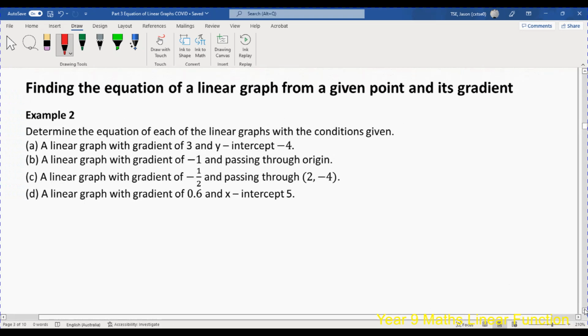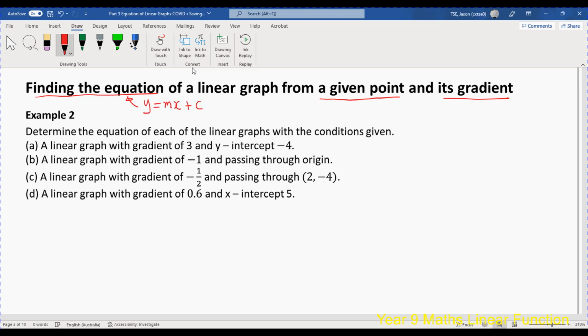Then we are going to learn something new, which is about finding the equation of a linear graph from a given point and its gradient. So you will be given a point and gradient, and then you need to find the equation. Remember, the equation should be in the form of y equals mx plus c.